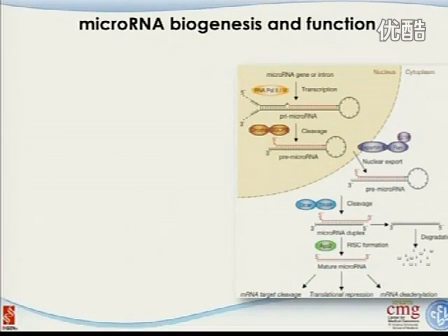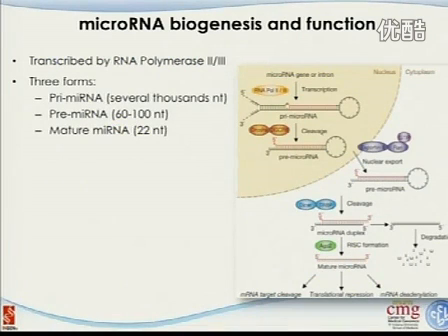So you can see that this is the cell, and this is the nucleus, and the microRNA is a gene on the DNA, and it will be first transcribed by RNA polymerase II or RNA polymerase III, okay? About 70% are transcribed by RNA polymerase II, which is the same as protein coding genes. And it has three different forms. After transcription, it first generates a very long form, which is called the primary microRNA. And that primary microRNA can be a couple of thousand nucleotides long.